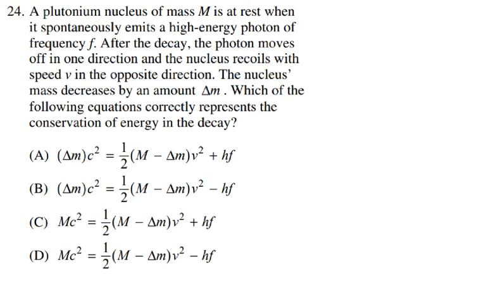In this next question, they say that a plutonium nucleus with mass M is at rest when it spontaneously emits a high energy photon of frequency F. After the decay, the photon moves off in one direction and the nucleus recoils with speed v in the opposite direction. The nucleus's mass decreases by an amount of delta m, the mass defect. Which of the following equations correctly represents the conservation of energy in the decay? So the energy before anything happens is 0 for conservation of energy. We have energy before is 0.